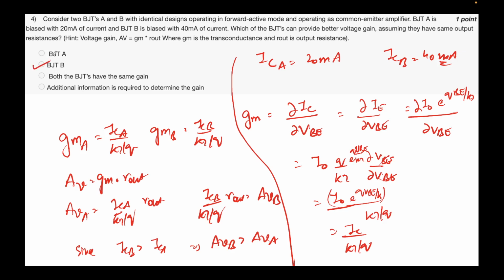So this is the correct option. This is more based on the small signal analysis, as I've been saying. I have one video regarding the small signal analysis of a BJT. If you are interested, I'll put that link in the description as well as at the end of the video. Just go through that.